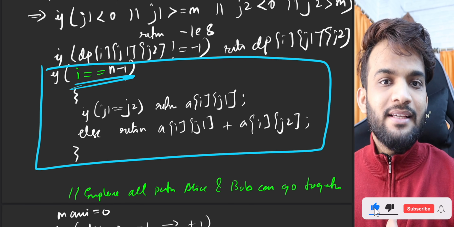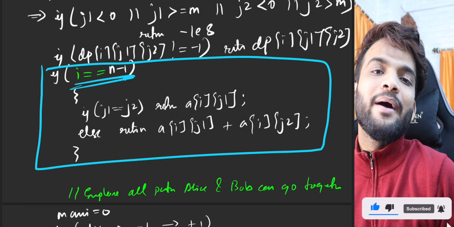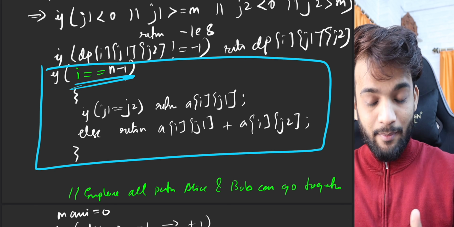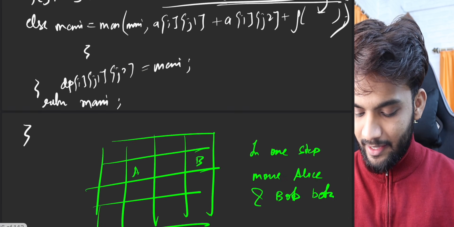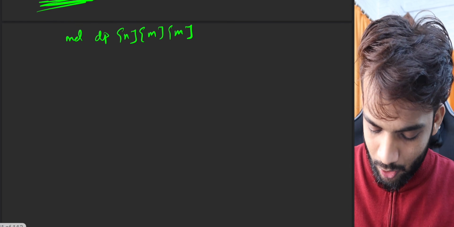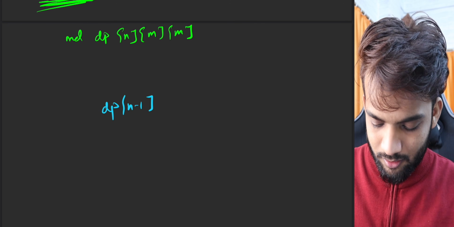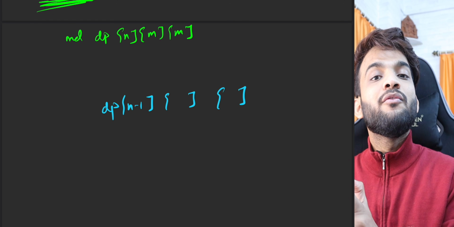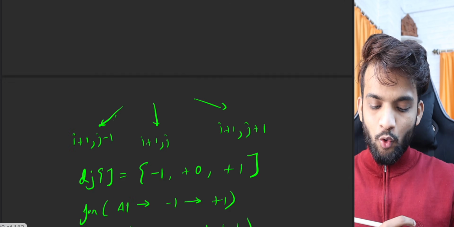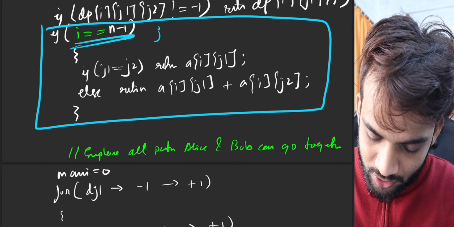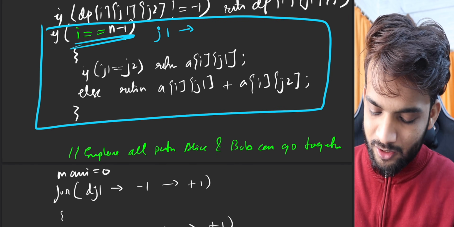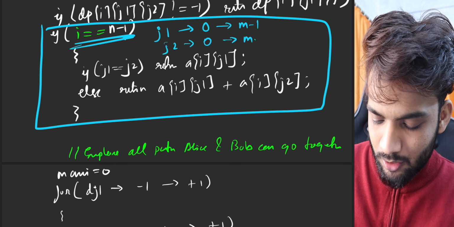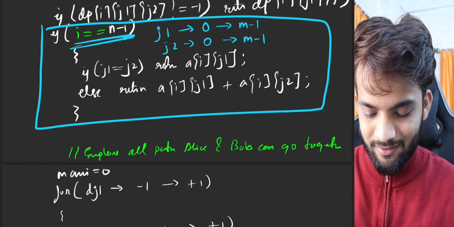So can I say that for i equal to n minus 1, there can be different possible j's? I know i is n minus 1, that's the base case. But for this particular dp of n minus 1, that's the last row because that's the base case, the other two parameters might vary. What can be the other two parameters? J1 can be anywhere between the first column and the last column. J2 can be anywhere between the first column and the last column. You never know.